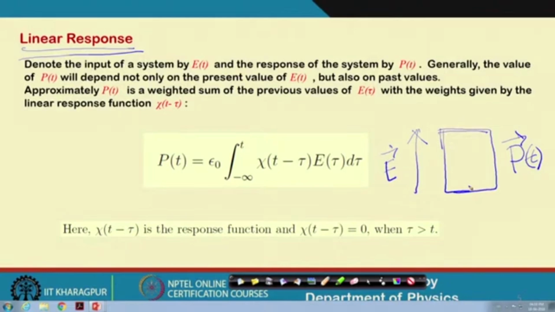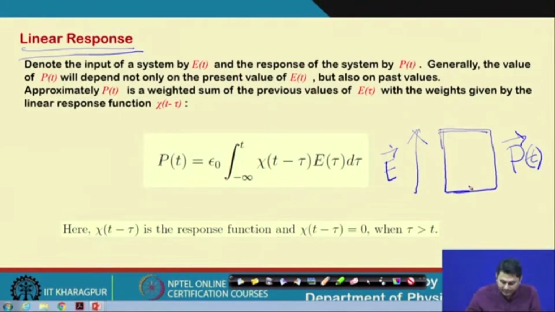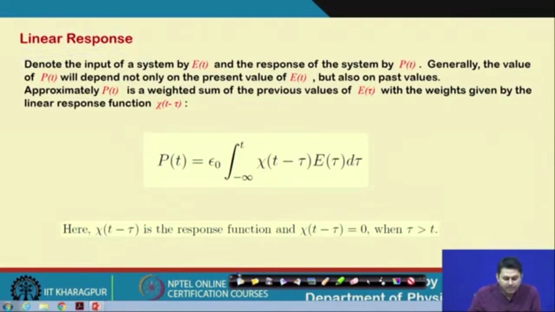If I understand the matter in this way, then we can see whatever is written here: the input of the system is the electric field. That means I am launching something into the system, that is the input, and the response of the system is P, which as I mentioned is the polarization. Generally, the value of this polarization will depend not only on the present value of E(t), but also on the previous values. This is a very important statement, and we are going to understand its meaning mathematically.